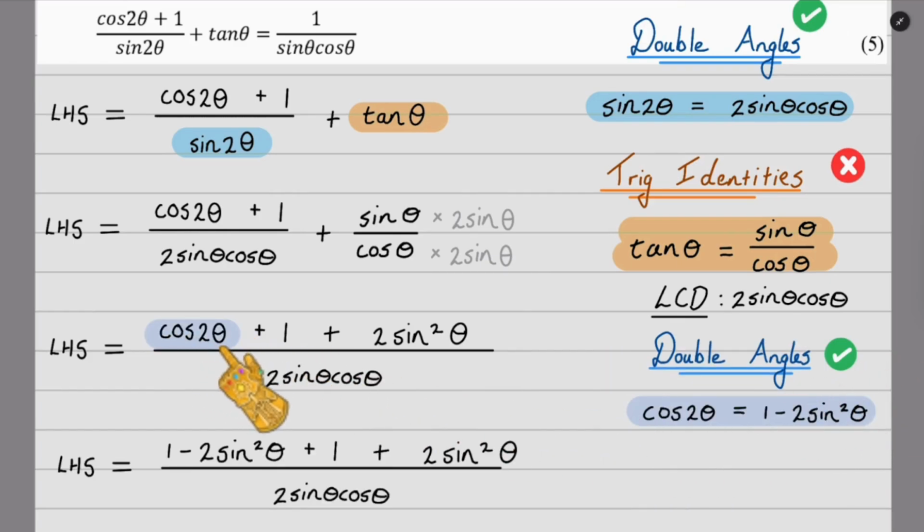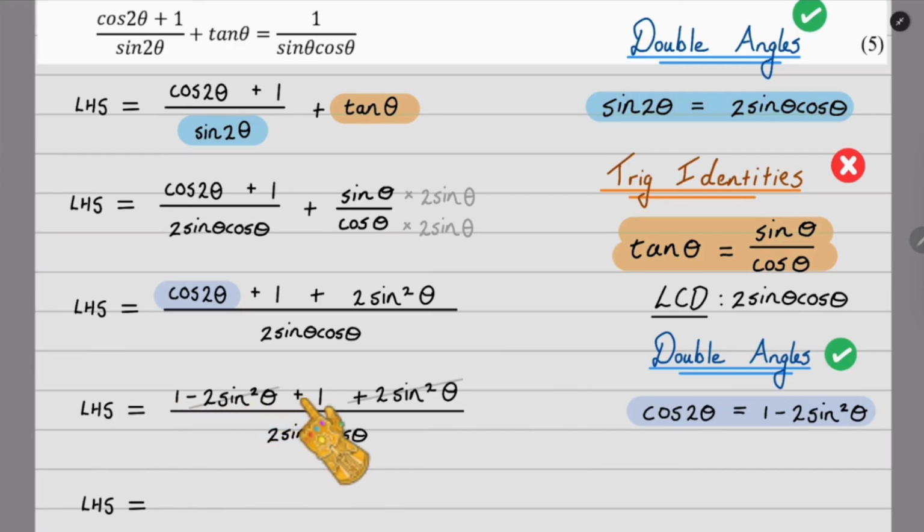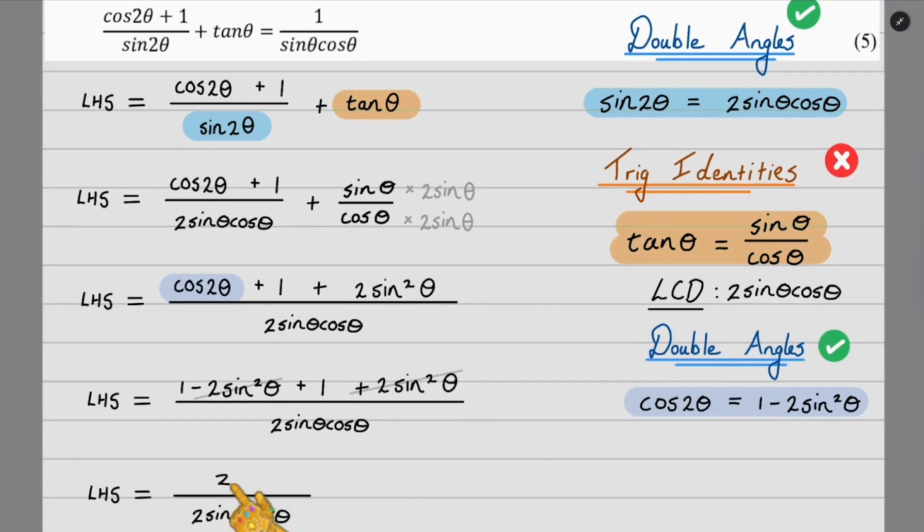And after I replace cos 2 theta with the necessary double angle identity, we're going to watch the magic happen. Now minus 2 sine squared theta plus 2 sine squared theta, they cancel. What a dream. And 1 plus 1 is 2, so at the top we're just left with 2. And now, because we have one term over one term, we can cancel the 2's with one another. And then we're left with this, the right hand side. And then there's one last thing I need to do. I just need to say equals RHS, because we need to prove the left hand side equals the right hand side. So I do have to write that.